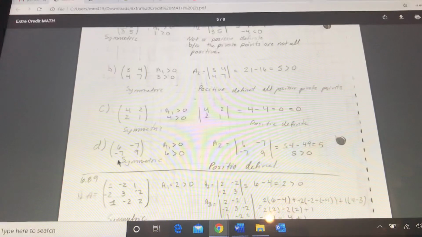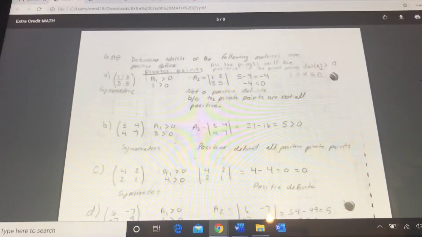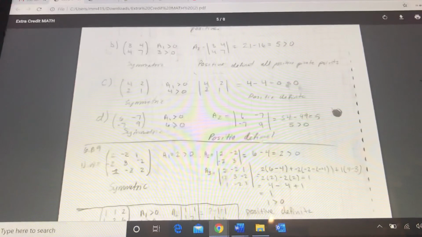Same deal here, symmetric 2 by 2. Again, 1, 3. Cross product, get a positive value, it's 5, greater than 0, positive. Right here, 4, 1. 4, that's A1 greater than 0, and then value A2. Cross product 4 times 1 minus 2 times 2, 0. I meant to change this to not positive definite because it has to be greater than or equal to 1. It cannot be 0, so this is not positive definite. I forgot to change that.